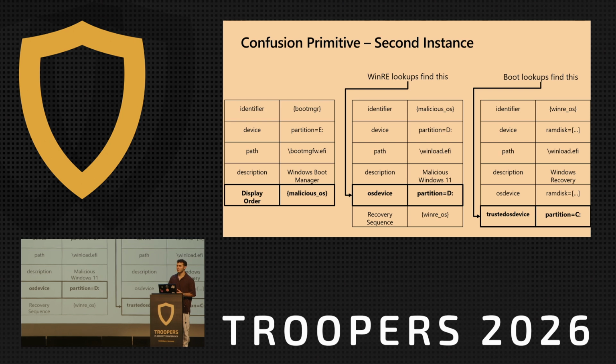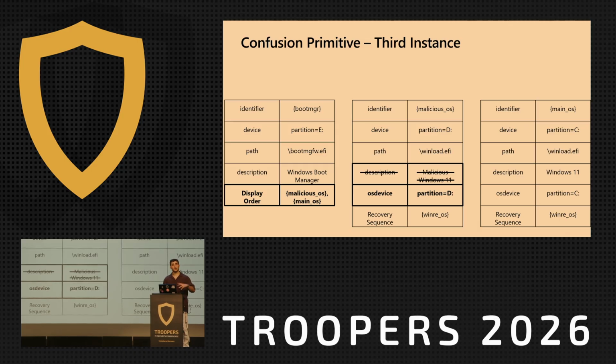Again, the changed elements are the ones highlighted. As a result of this setup, during the boot phase, the boot manager honors that trusted OS device and unlocks the referenced volume. In this case, that's the BitLocker encrypted volume. We set it to the volume that we want to extract secrets from. And then later, when WinRE performs its own lookups, it ignores that element and resolves the malicious OS object instead, treating the attacker-controlled volume as the recovery target. And that is the second primitive that we found.